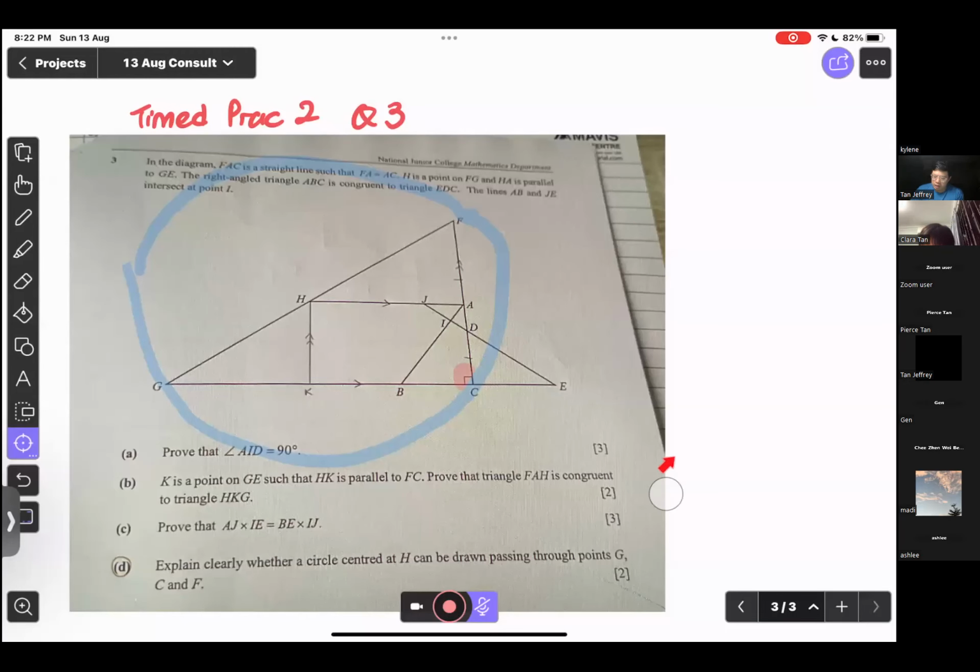I record first. Okay, so HF can be the radius, HG can also be the radius. They can be the radius, because by midpoint theorem, these two are also the same. So the answer is yes.